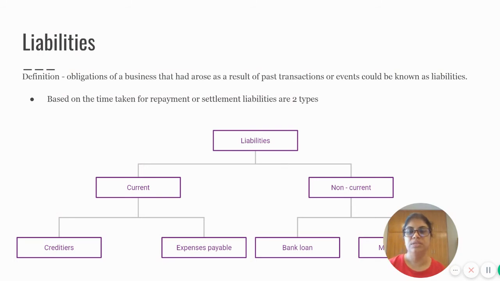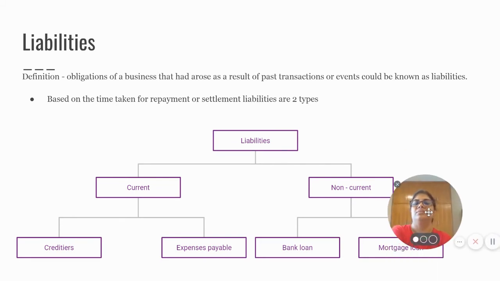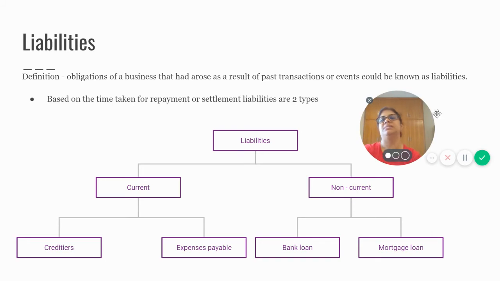Then I would like to move on to the third element, which is known as liabilities. So as you already know, liabilities means the obligations of a business that arose as a result of past transactions or events. So these are the payables of a business actually. Obligations of a business that arose as a result of past transactions or events, which will derive future economic outflows. So that's how you have learned this in grade 10.